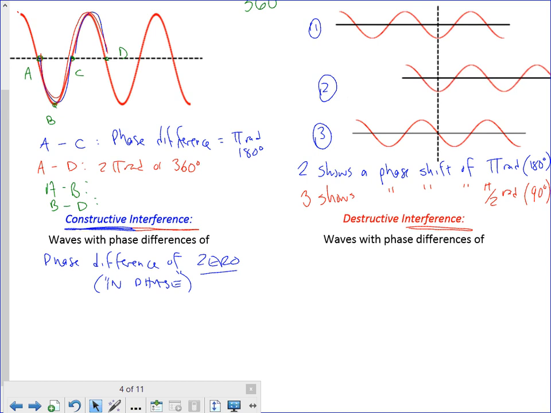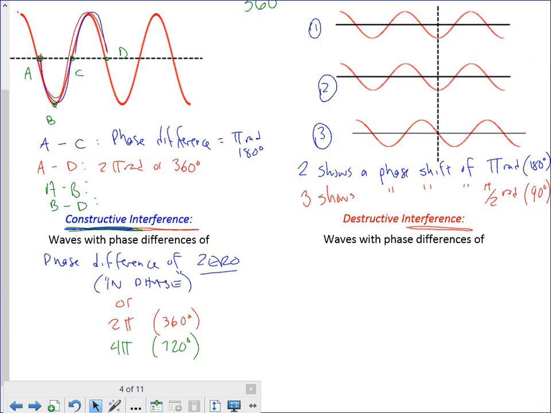So if they have a phase difference of 2 pi, which really is the same thing as saying 360 degrees. Or if I shifted it over another full wavelength, I could have them 4 pi radians apart, or 720 degrees apart, and so on and so on. If that's true, you'll get waves to interfere constructively. If the phase difference is any multiple of a whole wave, any multiple of 2 pi radians, or any multiple of 360 degrees. Okay?